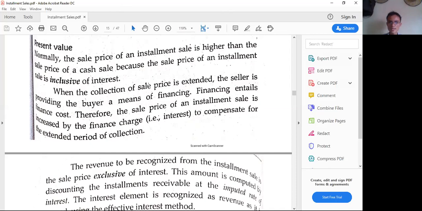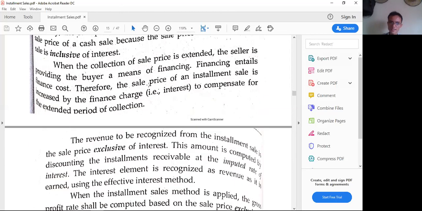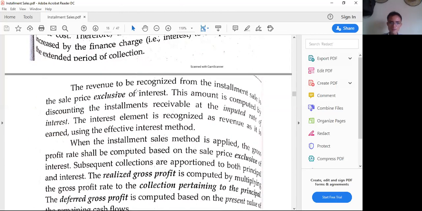Now, mind you, or mind us guys, that the interest here is another item, which is interest income, an income item. However, for the purposes of computing realized gross profit, we have to remember that the collections are exclusive of interest. In other words, interest should not be included in computing realized gross profit. However, it is part of the income or the total income of the company.